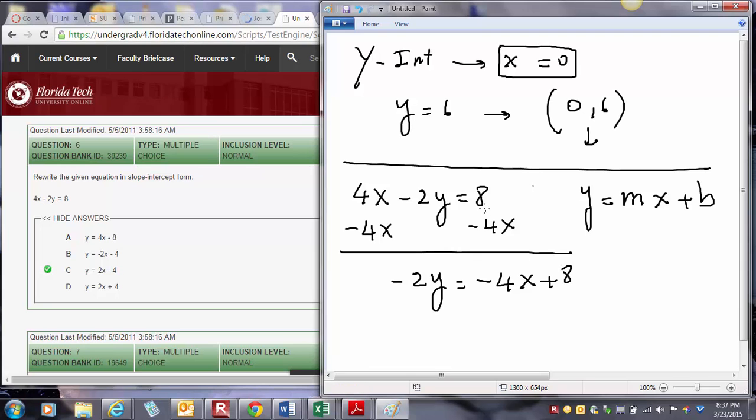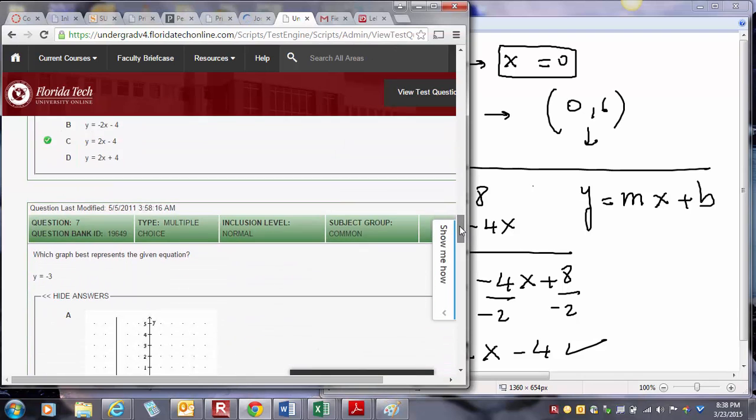Now we cannot combine these two because they are unlike terms. The only time you combine is something with x, or you combine a constant with 8. So now you see we have negative 2y equals negative 4x plus 8, but we want y by itself, so let's go ahead and divide everything by negative 2. So y equals negative 4 over negative 2, which is plus 2x. 8 divided by negative 2 is negative 4. So that would be the final answer. And you see 2x minus 4 is the equation written in slope-intercept form.